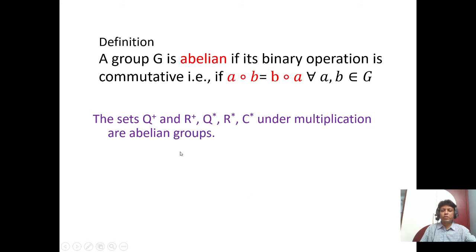So this is the commutative, abelian property I already mentioned. So Q, Q plus, Q star, R, R star, C, C star under multiplication are abelian groups.